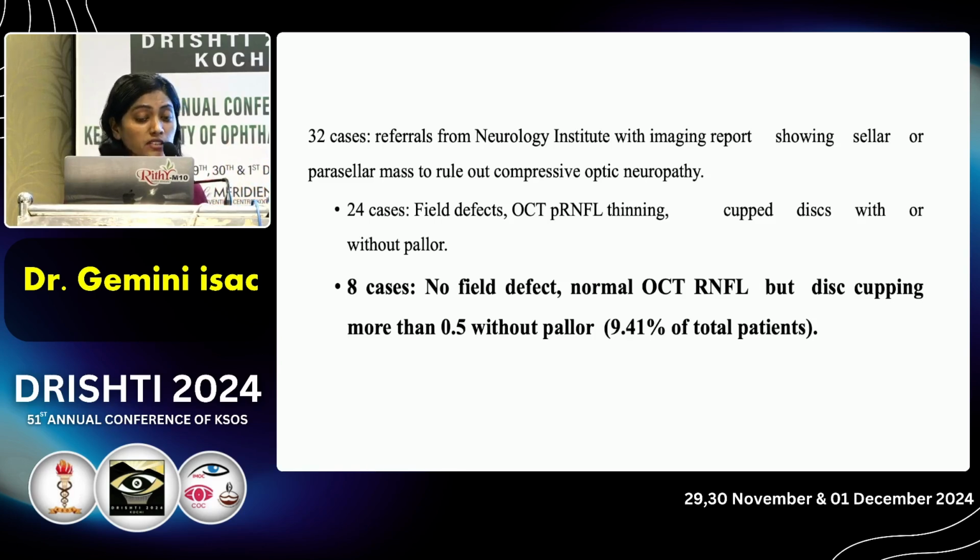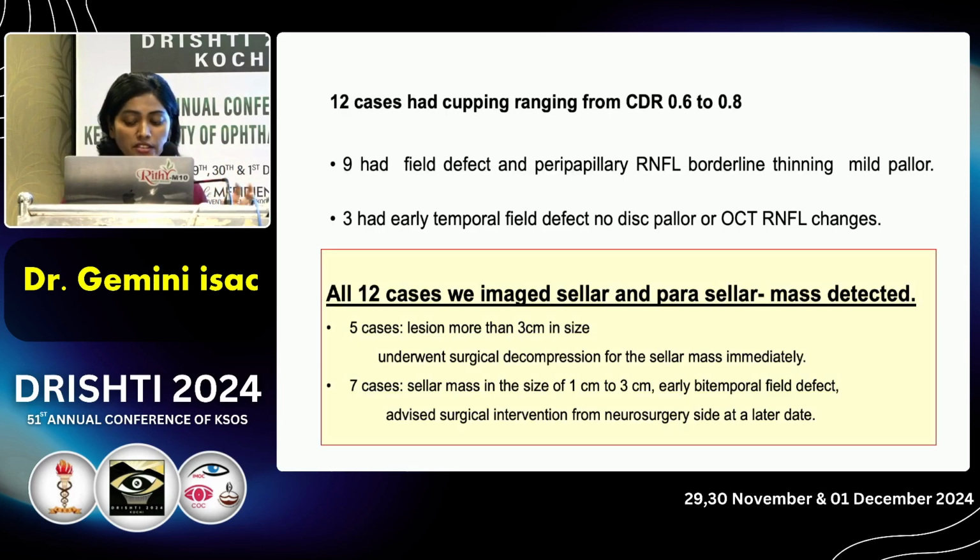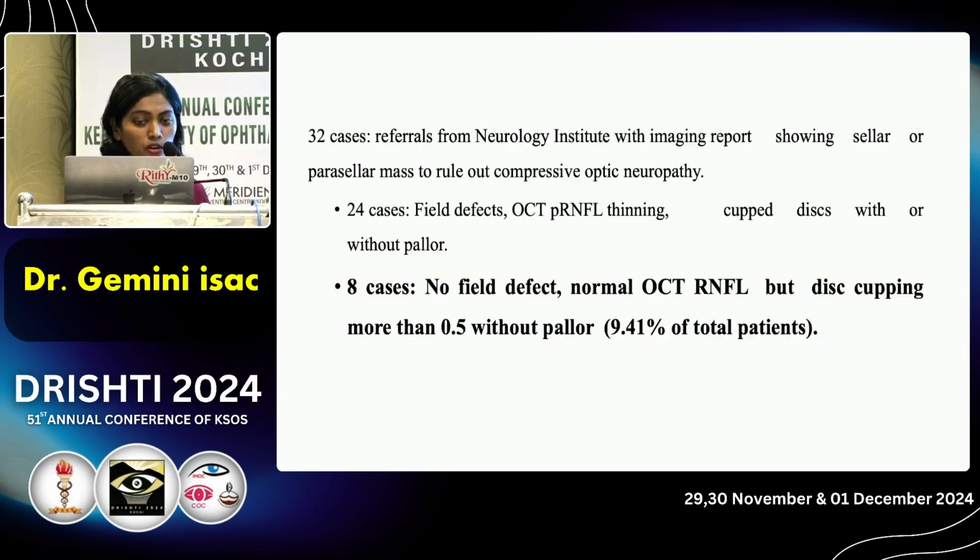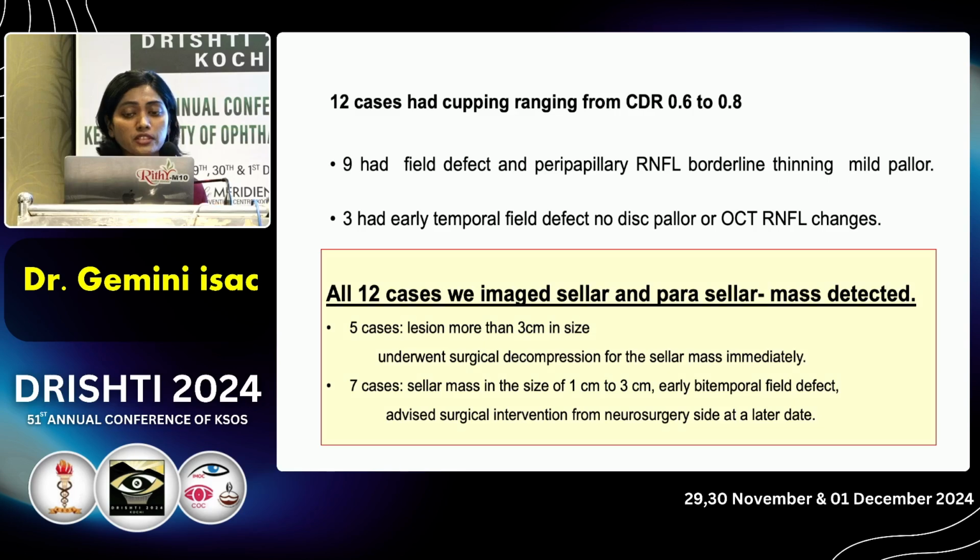The surprising thing is, among these, 24 cases had field defect, OCT RNFL thinning, and cupping present. But in 8 cases, and this is what I want to highlight, there was no field defect and no OCT RNFL changes, but only significant cupping. These cases had already been imaged with undetected cellular or paracellular mass, but cupping alone is the early feature.